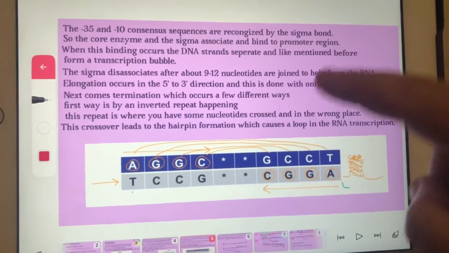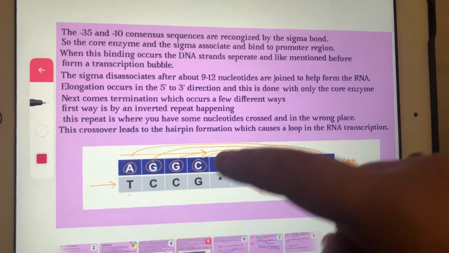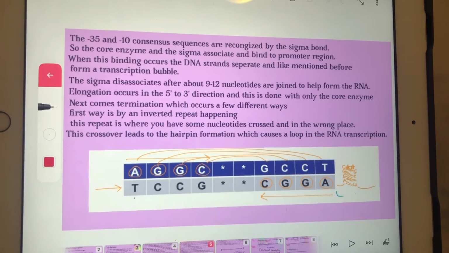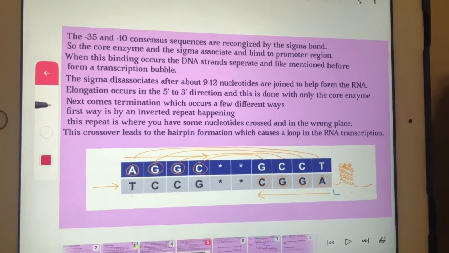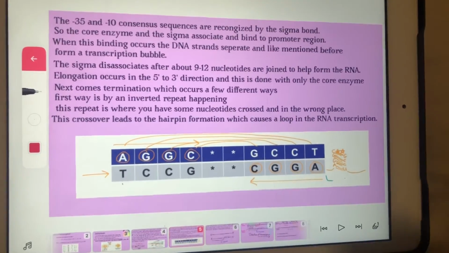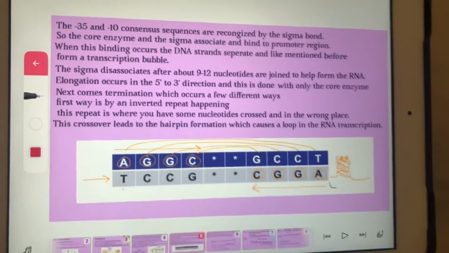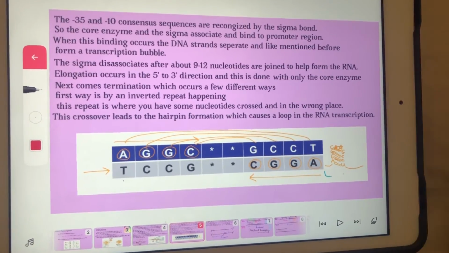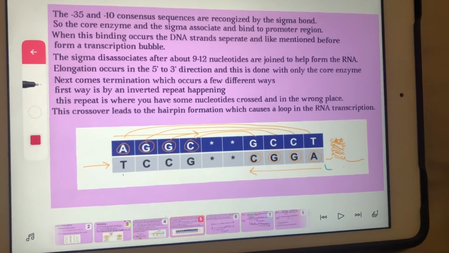The -35 and -10 consensus sequences are recognized by the sigma factor, so the core enzyme and the sigma associate and bind to the promoter region. When this binding occurs, the DNA strands separate and, like mentioned before, form a transcription bubble. The sigma dissociates after about 9 to 12 nucleotides are joined to help form the RNA. Elongation occurs in the 5' to 3' direction, and this is done with only the core enzyme.